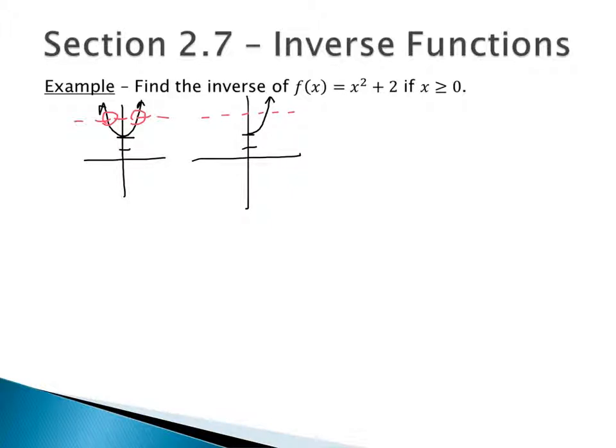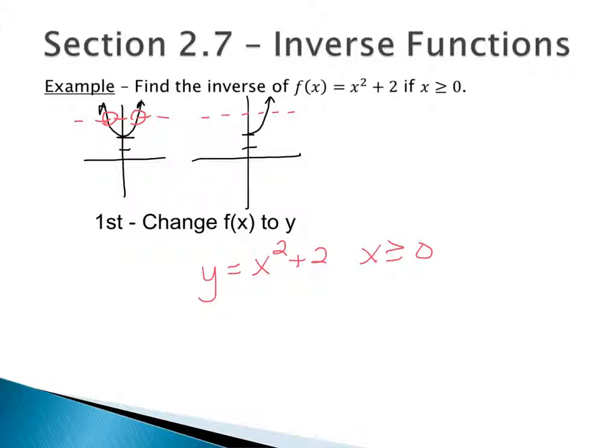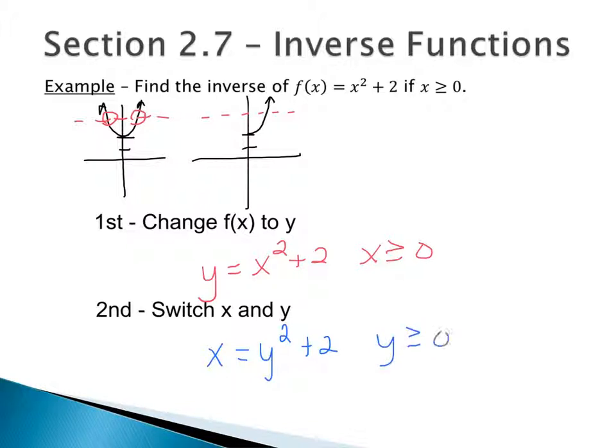So our first step in finding the inverse of this function is to change f of x to y, so that we have y equals x squared plus 2, and that x is greater than or equal to 0 will just hang out for right now. Our next step after we change f of x to y is to switch x and y. So we're switching all of our x's and all of our y's. So we're going to have x equals, rather than x squared, y squared plus 2. But then this is where that restriction comes in: now rather than having x is greater than or equal to 0, we're going to have y is greater than or equal to 0.